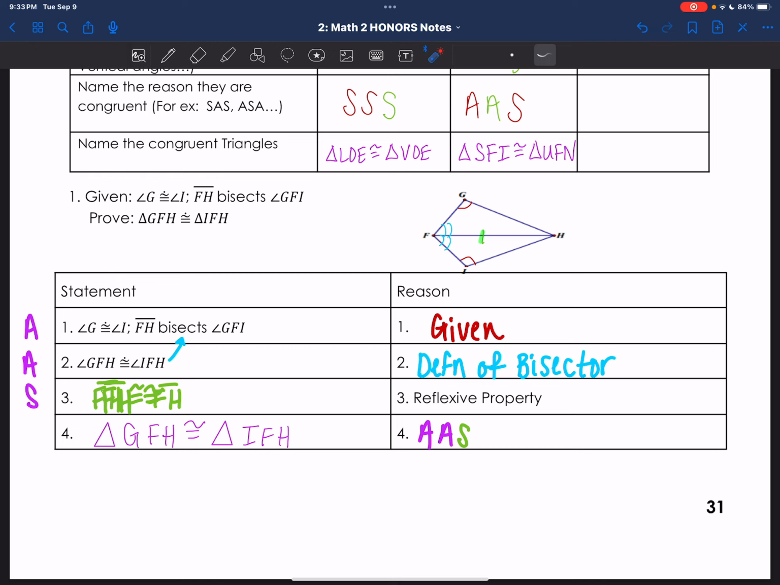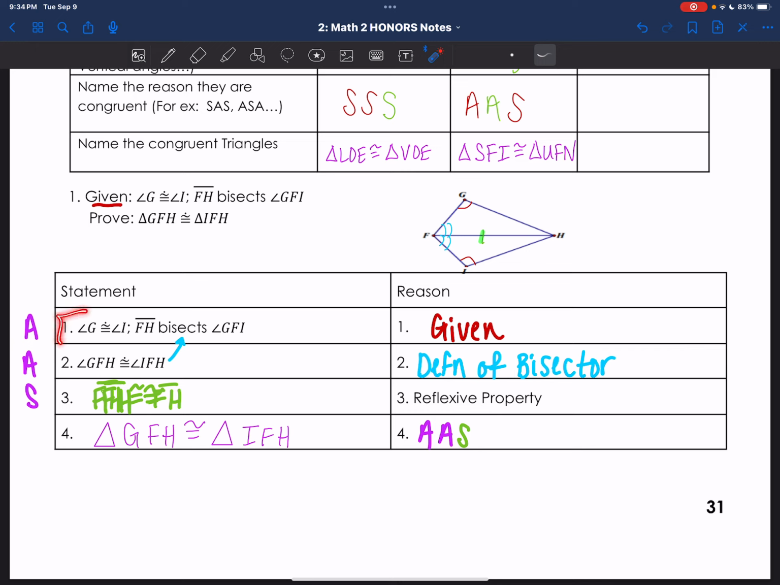All right. So for this, this is the information given. Given that angle G is congruent to angle I, notice I labeled my figure. Segment FH bisects angle GFI, so if it bisects GFI, I know this one is congruent to this one. So those are all given.